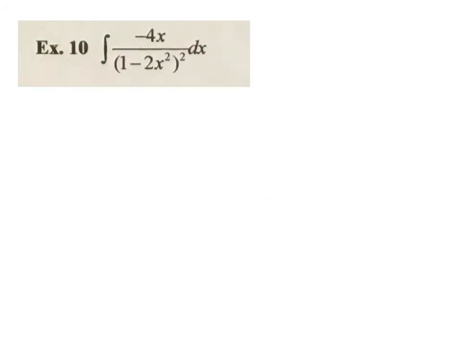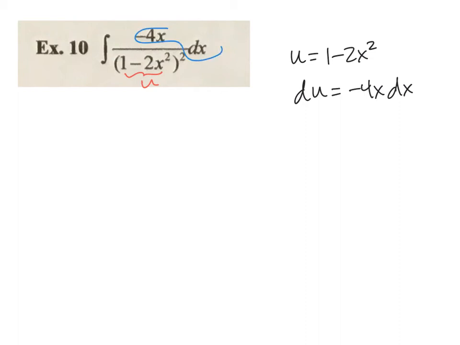In example number 10, a good choice for u is going to be this 1 minus 2x squared. So let's let u be 1 minus 2x squared. Then du will be negative 4x dx. All right, so now this is going to work out great, because 1 minus 2x squared, that's going to be u, and then all of this, negative 4x dx, can be replaced with du.